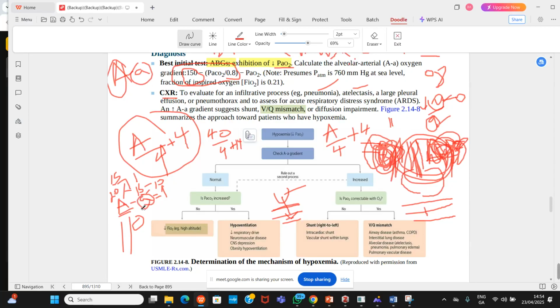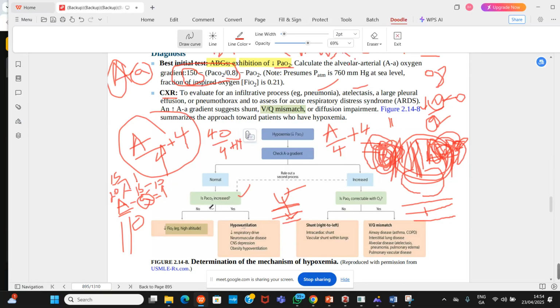But for the increased one, they are only affecting the small a. So that's why the gradient is increased. So what are the things that can cause a normal A-a gradient? Either you are breathing at a very high altitude or you are hypoventilating. Don't forget that. You are breathing at high altitude or you are hypoventilating. How will you now separate between them? Just go and calculate your PaCO2.